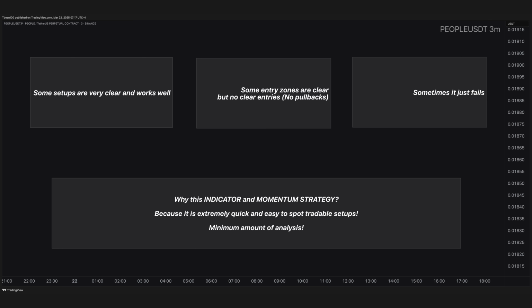Then you may ask this: why this indicator and this momentum strategy? Because it is extremely quick and easy to spot tradable setups. Minimum amount of analysis required. Can you show me any other strategy out there that you can spot and find entries this quickly? I just do not think so.